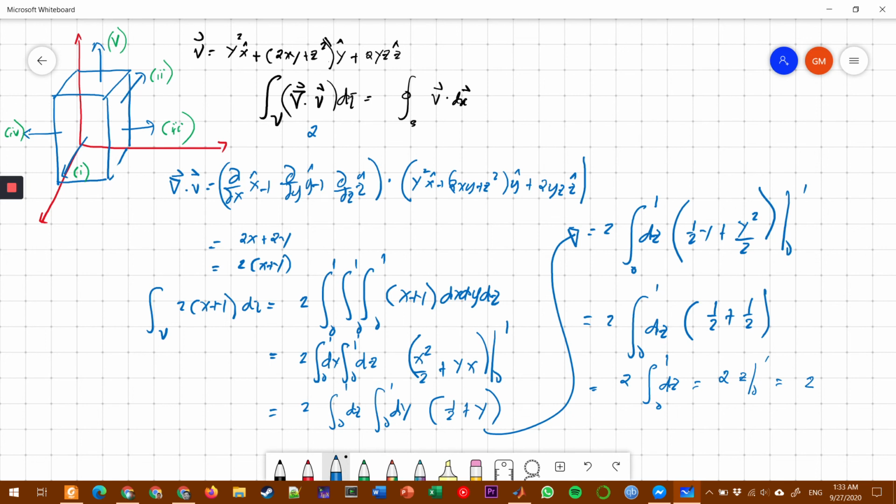Okay. So to prove this theorem, the divergence theorem, we have to show that the closed surface integral of this one is also equal to 2. So what you will do is take the dot product of the vector function and dA over region 1, region 2, region 3, region 4, then add them all, and that should equal 2.